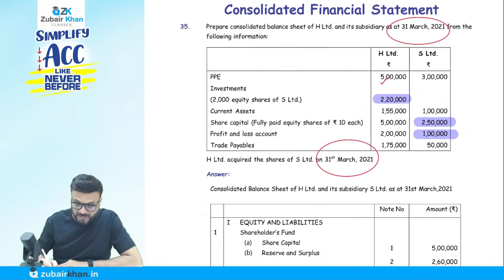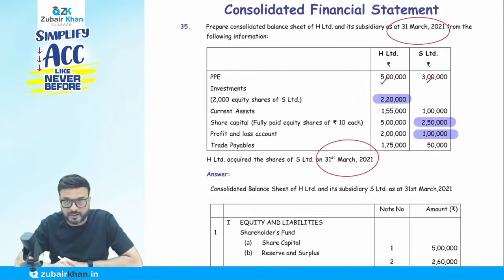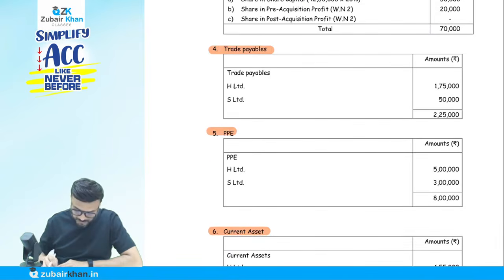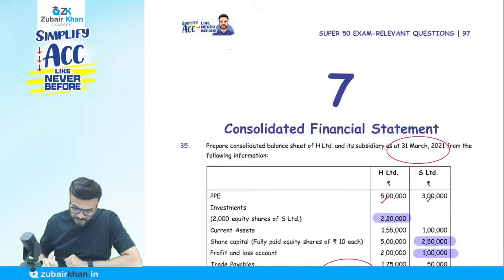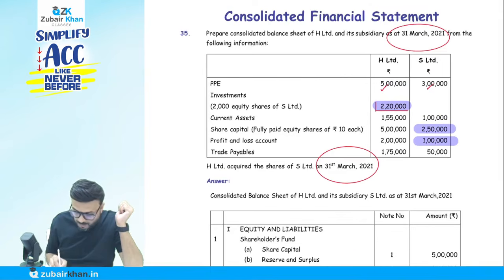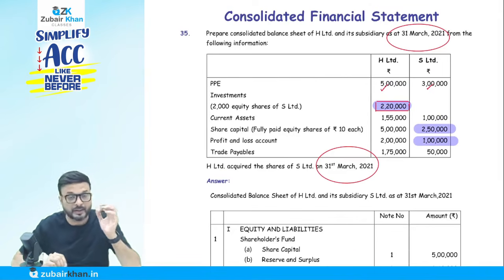PP is 5 lakh and 2 lakh. We made a notes to account on it. Yes. So we'll go to the notes to account on it. 5 lakh and 3 lakh. Share capital. You can see that 5 lakh and 3 lakh. Simple. Then I told you that this investment in subsidiary company will never appear directly in the consolidated balance sheet.